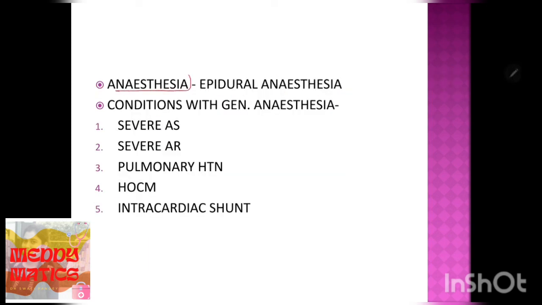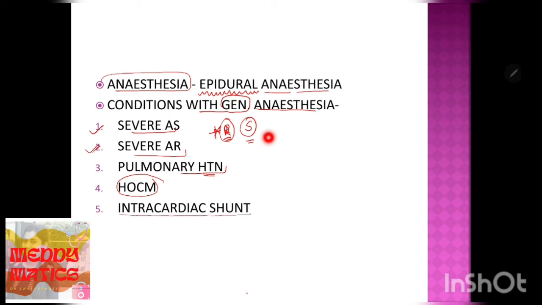Now the anesthesia. The best anesthesia to be used in a patient with heart disease is epidural anesthesia. Epidural anesthesia is best here. But there are some conditions in which general anesthesia is used, like severe AS, severe AR, pulmonary hypertension. One more thing here: patients are more comfortable with regurgitant lesions than stenotic lesions. Stenotic lesions are more troublesome. Okay, so severe AS, severe AR, pulmonary hypertension, HOCM, okay, intracardiac shunt.